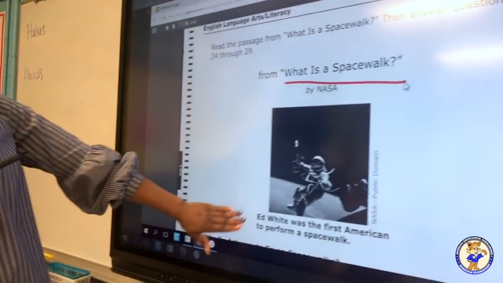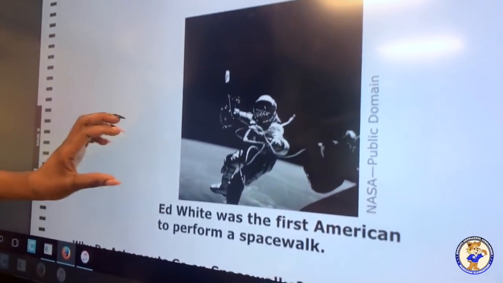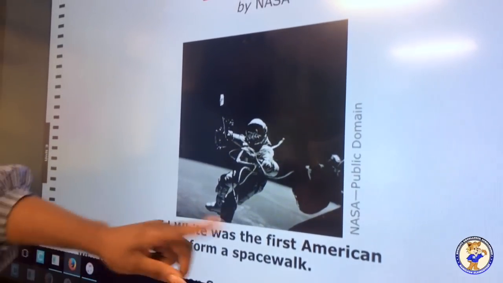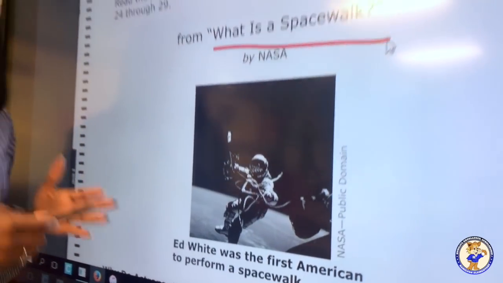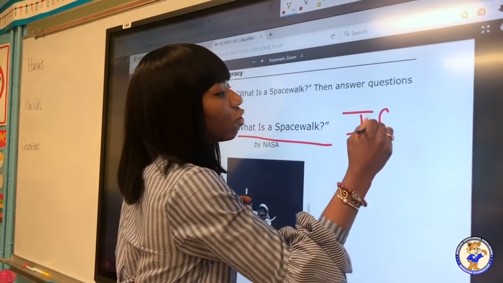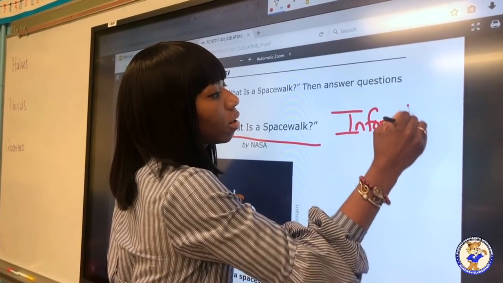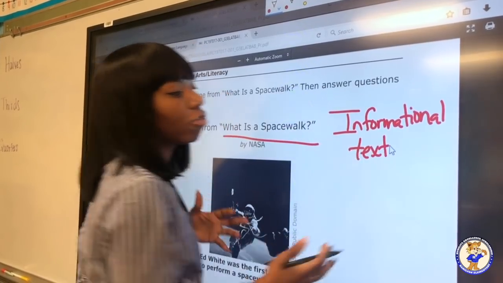I see that they have a text feature, which is a caption, because it is information about a photograph. Under it: Ed White was the first American to perform a spacewalk. I can read that right now and tell you that this is informational. Simply write it here. This is your first annotation. Informational text.